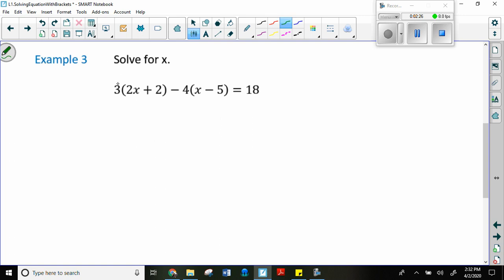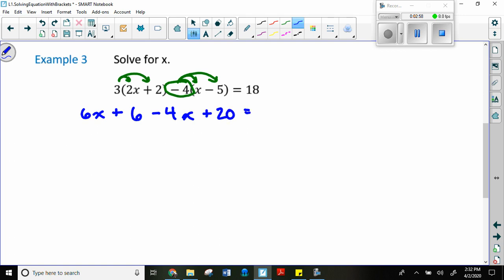So we've got a bracket there. We got to get that positive 3 into those two pieces. And then with this bracket, the negative 4 gets multiplied in. And remember, when we multiply in, our brackets drop. So 3 times 2, 6x. 3 times 2, but there's no x with this one, positive 6. Negative 4 times x, negative 4x. Negative 4 times negative 5, positive 20.